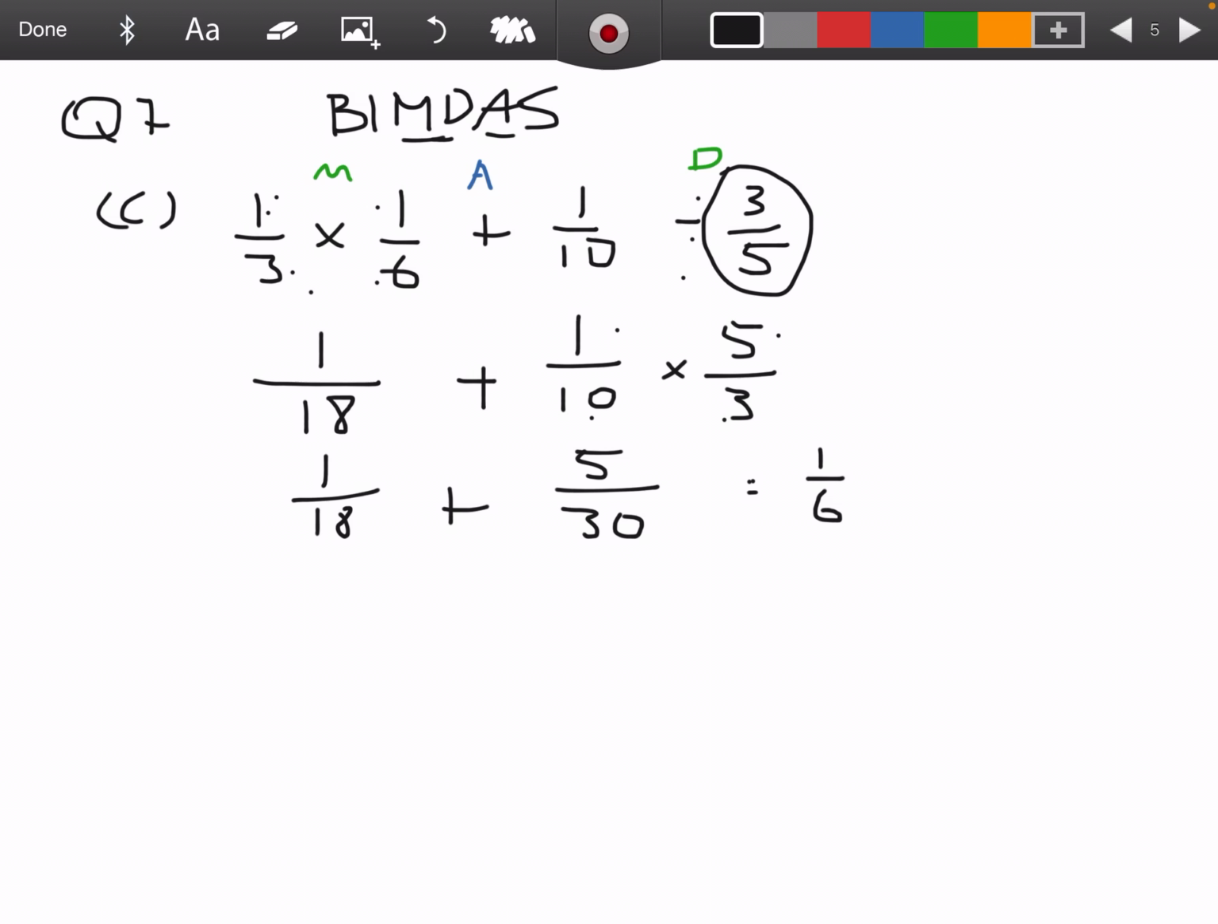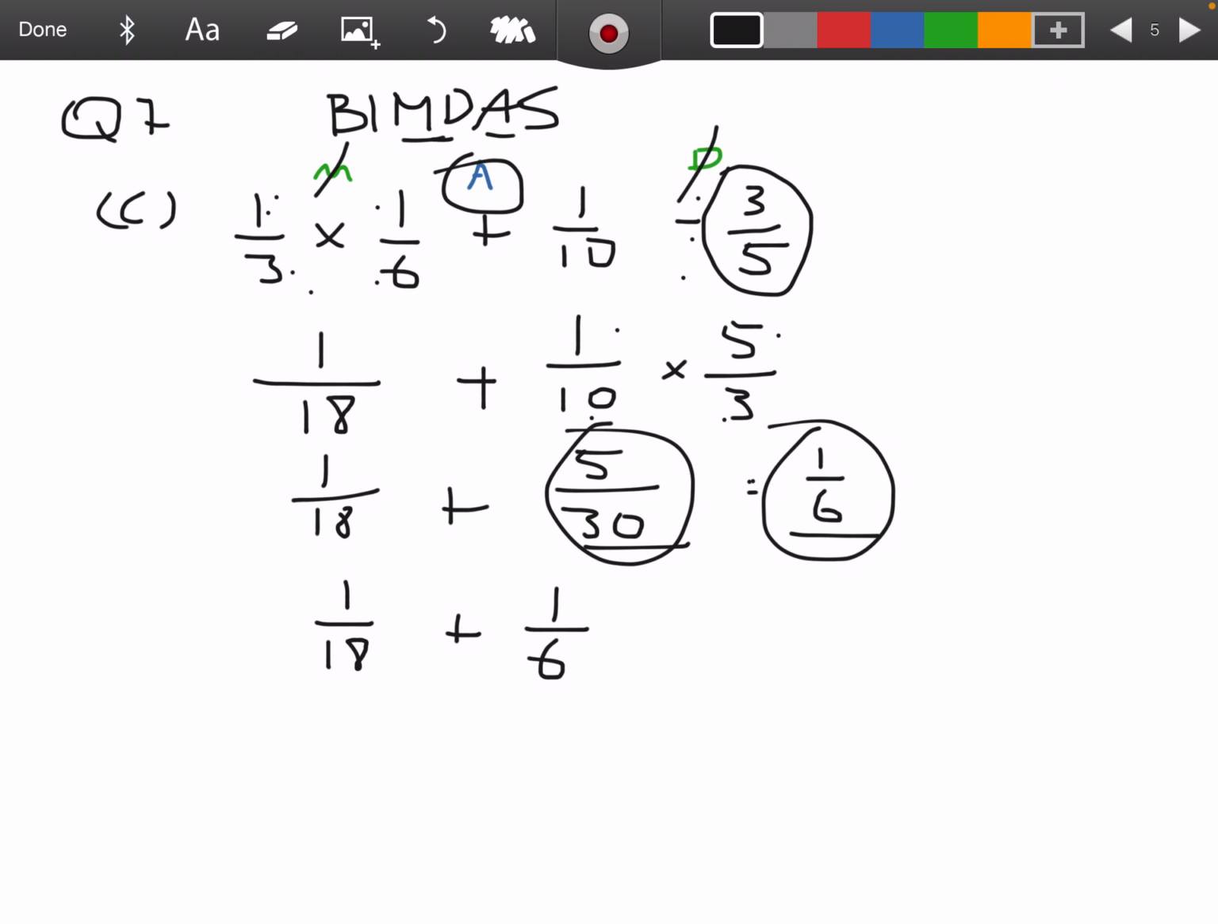So I'm going to replace that with this. And then I'm going to pop that in here. So now I've got 1 over 18 plus 1 over 6. My multiplication and my division is done. So now I just got to do my addition to finish off. And the only reason I've done this is to make it a little bit easier for me. We could do 1 over 18 plus 5 over 30, no issues whatsoever. That would still work for us. But I'm just going to make it a little bit easier by simplifying that fraction.